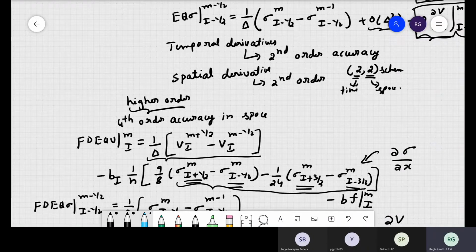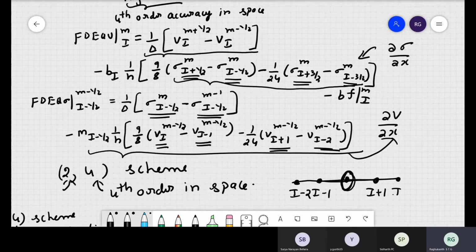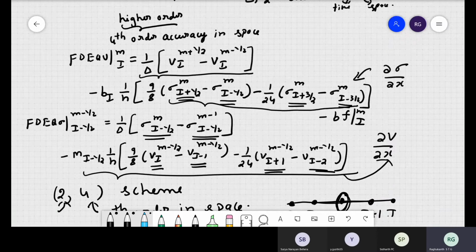Now sometimes, if you want to decrease the errors, one can go for higher order also. That's what we said here. I think this was scheme 2, 4, which we have also told. This one stands for time and this one stands for space.